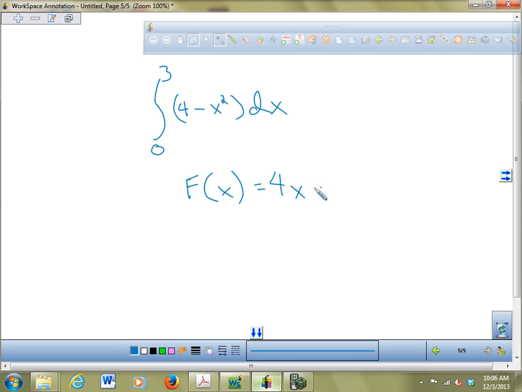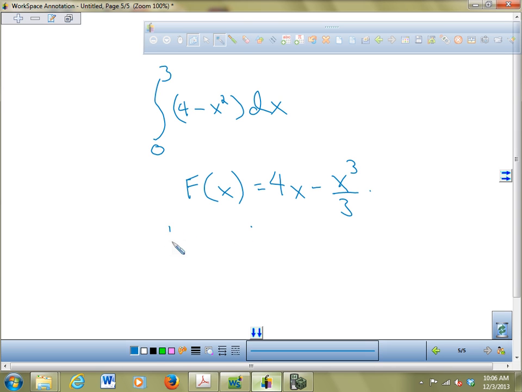4x minus x cubed divided by 3. There is a constant there, but it turns out we're not going to have to worry about that constant, right? Because all I have to do is go big F of a minus big F of b. So you don't really have to worry about the c when you're doing the fundamental theorem. So we're just going to get rid of that there, okay?